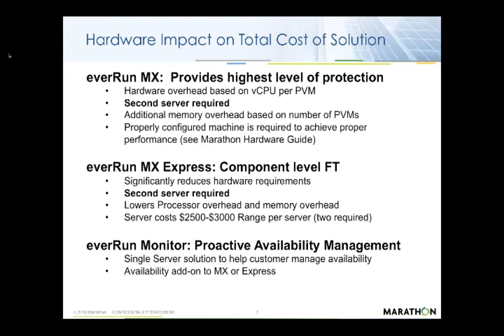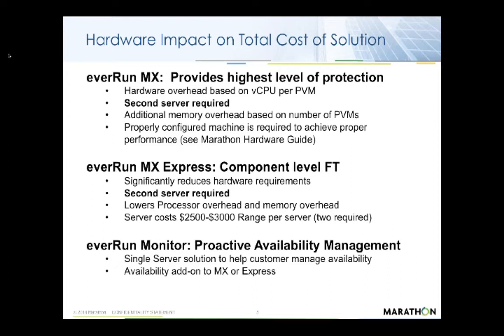Now, as I mentioned earlier, the Everrun monitor piece, as an add-on to either of these, is simply going to enhance the overall availability solution. However, if the customer is simply reluctant to purchase or doesn't have in the budget a second server, we want to make sure that we're providing them with some level of protection. So we want to give them something that they can install that will help them manage availability in a proactive manner, and that becomes the Everrun monitor in a standalone server environment situation.